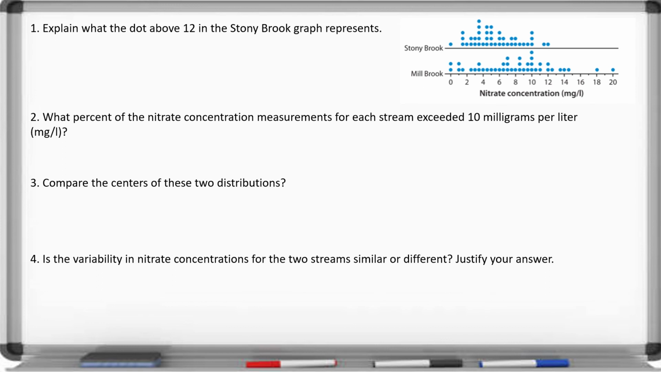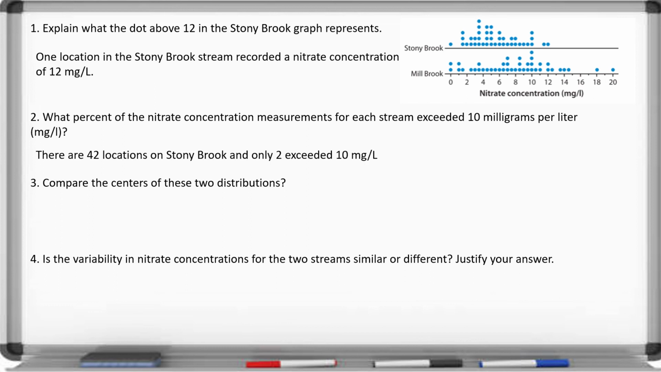I went ahead and put in the graph on this next slide. So we want to be able to explain the dot above 12. There's one location in the Stony Brook stream that recorded a concentration of 12. So that's what the dot above 12 represents: we got that reading. What percent of the nitrate concentration measurements exceeded 10 milligrams per liter? If you look at Stony Brook, there are 42 locations in total, but only 2 exceeded the 10. To calculate the percentage, we take 2 divided by 42 and then times 100 to convert it to a percent. So we got about 4.76%.